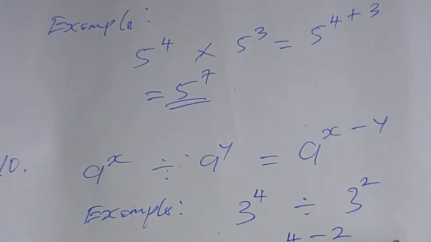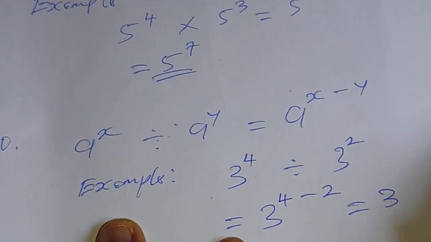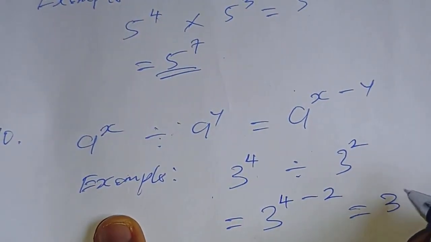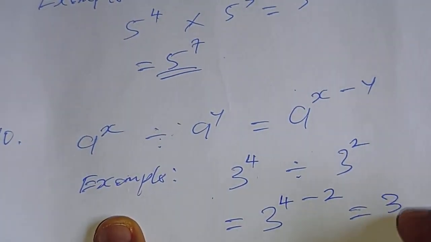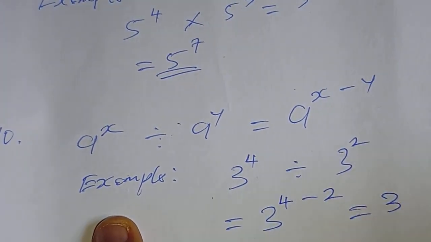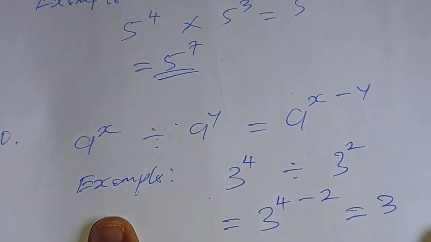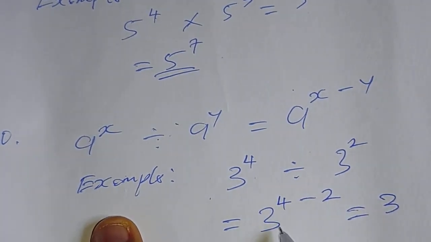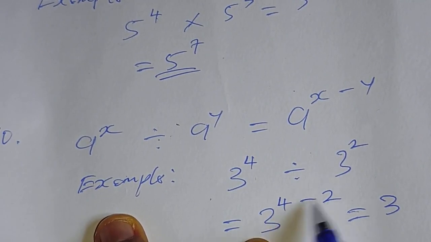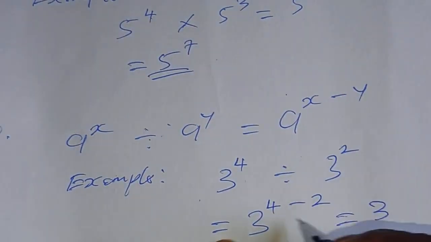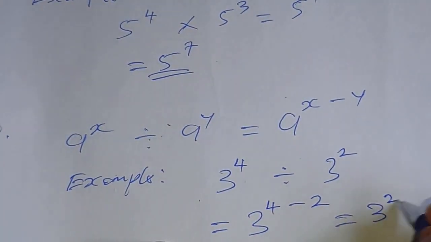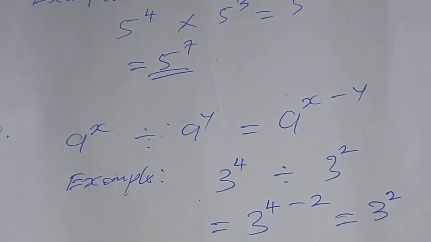And that will be what? 3 raised to the power 1. We don't write 1 in indices, because anything raised to the power 1 is that thing, that's law number 2 in indices. So 4 minus 2 will be 3 raised to the power 1. Sorry, 4 minus 2 is 2, not 1. So it's 3 raised to the power 2. That's the answer.